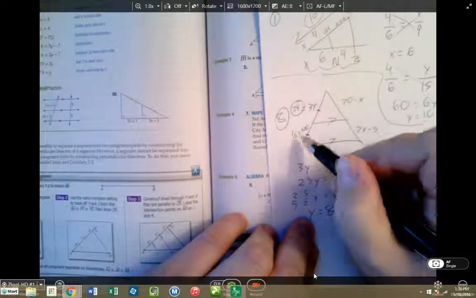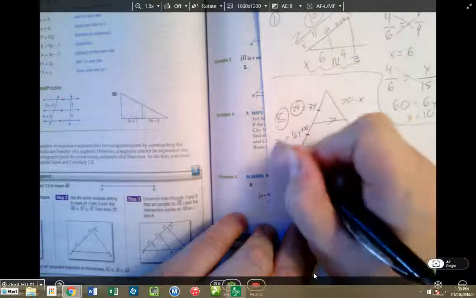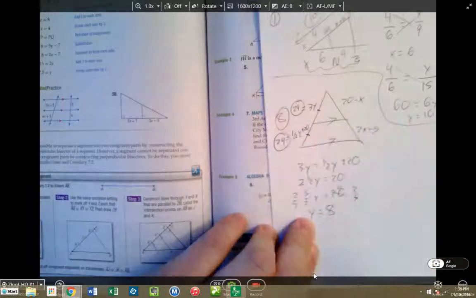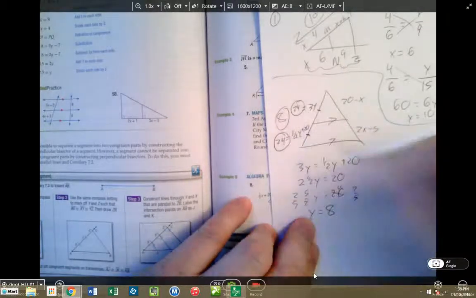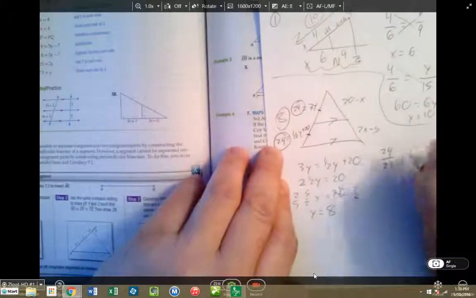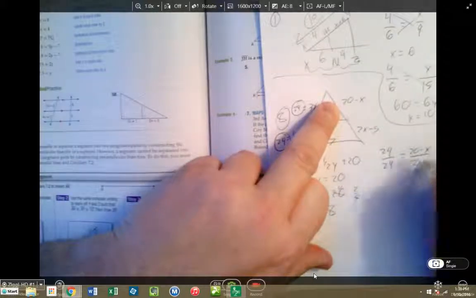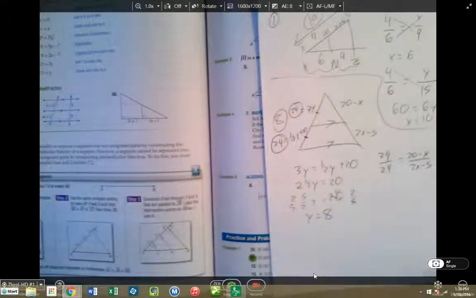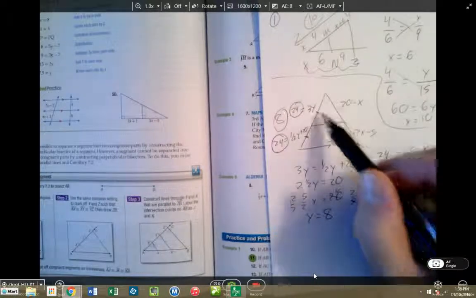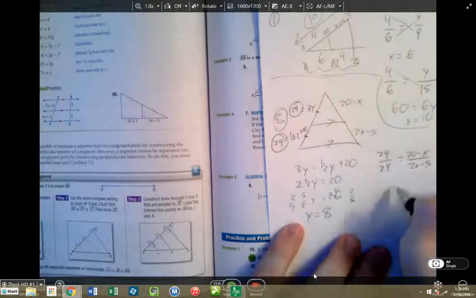And let's see if this makes sense. Well, 1/2 of 8 would be 4. 4 plus 20, yep, that's 24. Now, if I know that, I can set them equal to one another. I can say 24 over 24 equals 20 minus x over 2x minus 5. Now, by the way, for some of you sneaky folks that might have noticed, if these two are congruent and these are parallel, these two have to be congruent, but just in case.